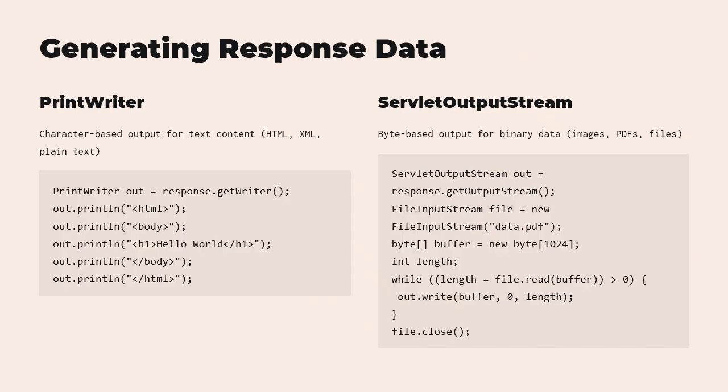To generate response data, we mainly use two approaches. First is PrintWriter, which is used for text-based output like HTML. We use response.getWriter and write content using println. Second is ServletOutputStream, which is used for binary data like images or PDF files. So the key difference is PrintWriter is for text data and ServletOutputStream is for binary data.